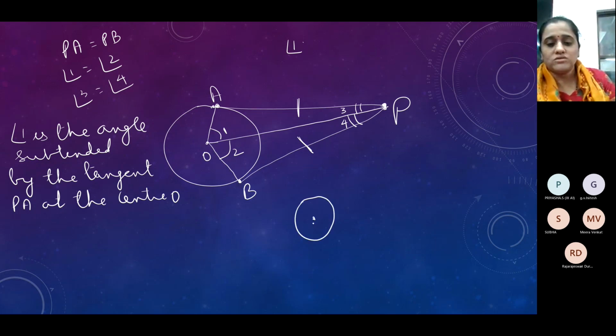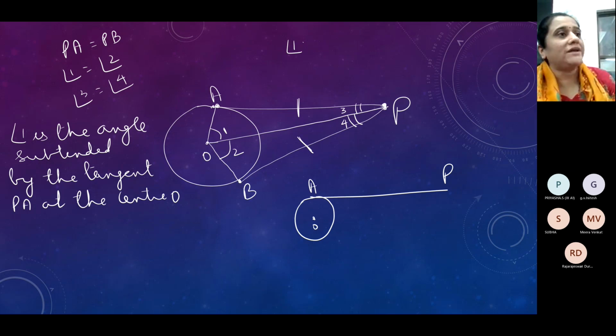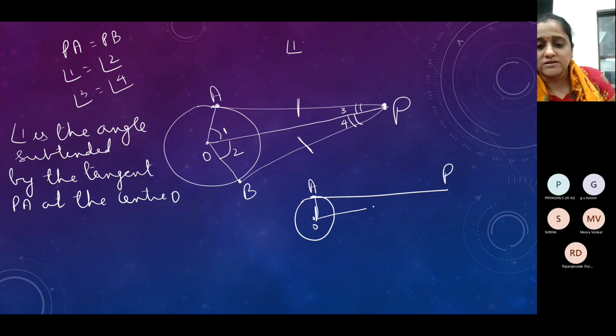This is a center O. This is a tangent segment PA. Correct? Now I'm saying if we want to identify the angle subtended by this tangent segment at the center, for that, join the endpoints. A is one endpoint. Join it to the center. P is the other endpoint. Join it to the center. This is the angle subtended by the tangent segment PA at the center.